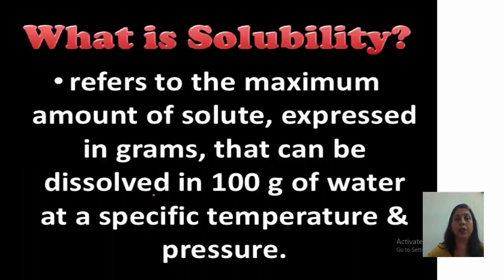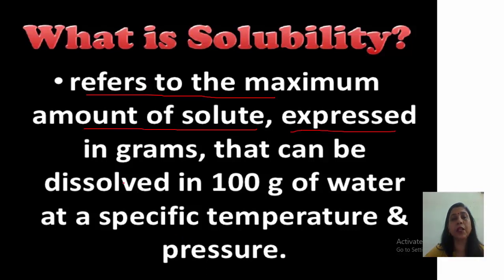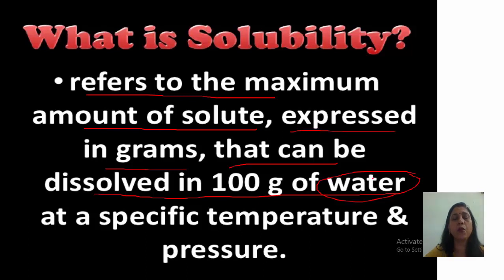Now, what is solubility? Solubility refers to the maximum amount of solute expressed in grams that can be dissolved in 100 gram of water. Water is a universal solvent, so in most cases we use water as a solvent. Here it is water, but we can use the word solvent also. And at a specific temperature and pressure. So the maximum amount of solute that we can dissolve in any solvent.